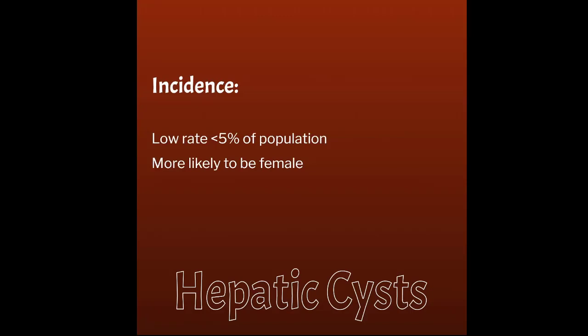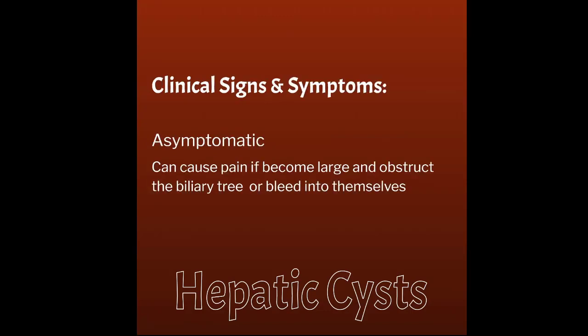The rate of seeing hepatic cysts is actually pretty low, at less than 5% of the population, and those with hepatic cysts are more likely to be female. As far as clinical signs and symptoms go for hepatic cysts, it's most likely going to be asymptomatic. They can become symptomatic if they become very large and start to obstruct something within the liver, like the biliary tree, or if they start to bleed into themselves, that can be kind of painful as well. More often than not, though, hepatic cysts are going to be what we call an incidental finding, be it on a CT or on our ultrasound.